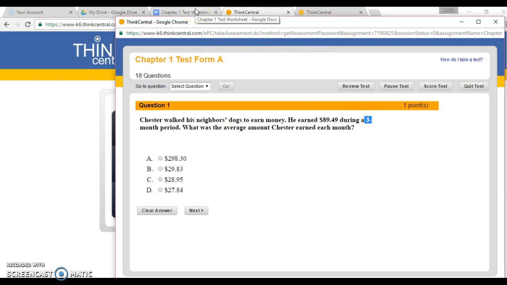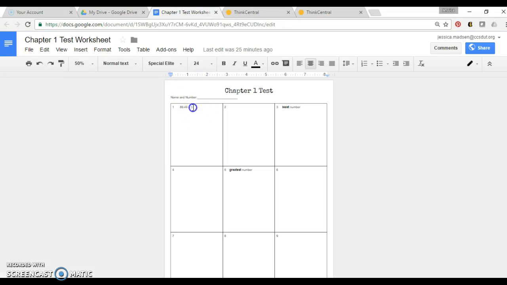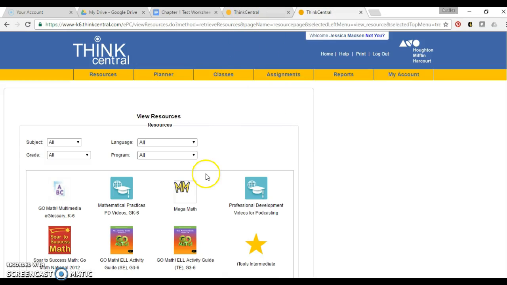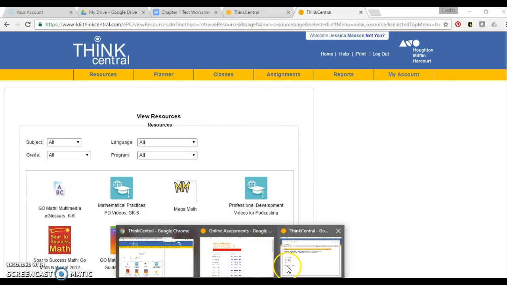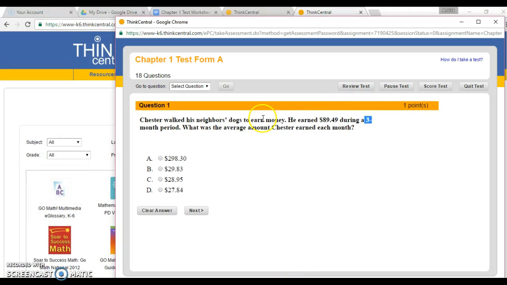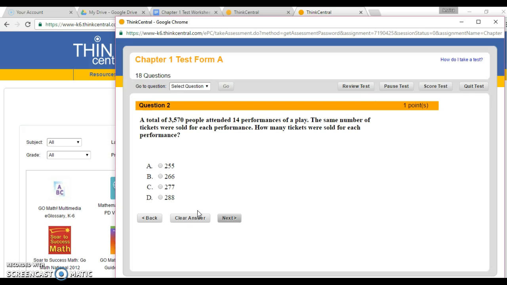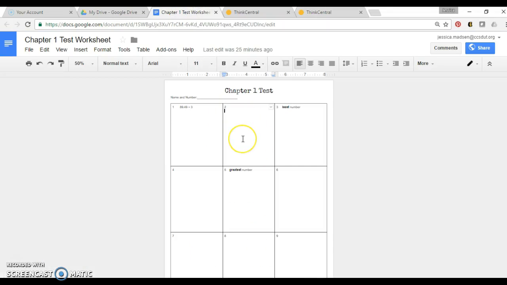Now, if you look on your paper, I've already done that for you. So now you just have to show your work and answer the question. And then you'll go to number 2. Now for number 2, there might not be work required. I think most of these will. So I expect at the very least your answer for every problem in each box.